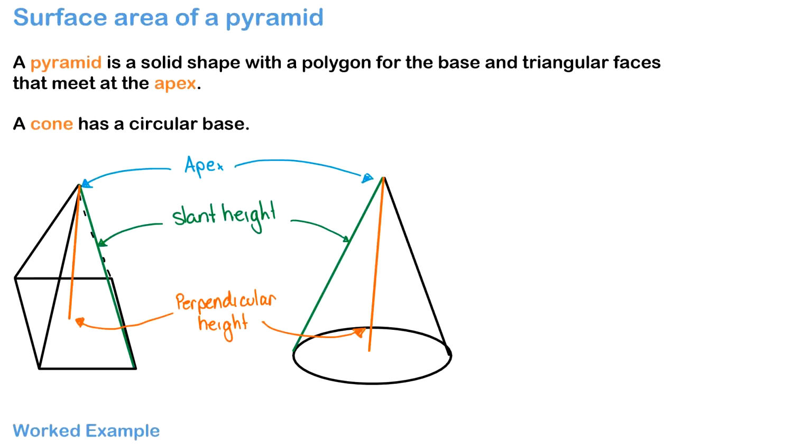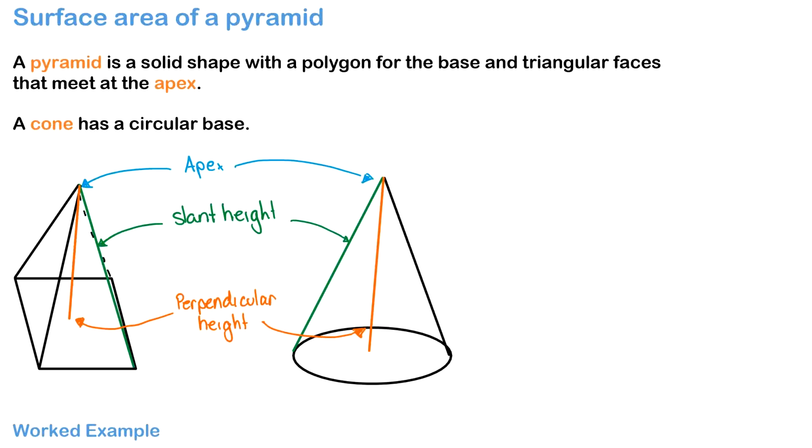In this video, we're looking at the surface area of a pyramid. A pyramid is a solid shape with a polygon for the base and triangular faces that meet at the apex. You can see in the bottom left a picture of a pyramid.